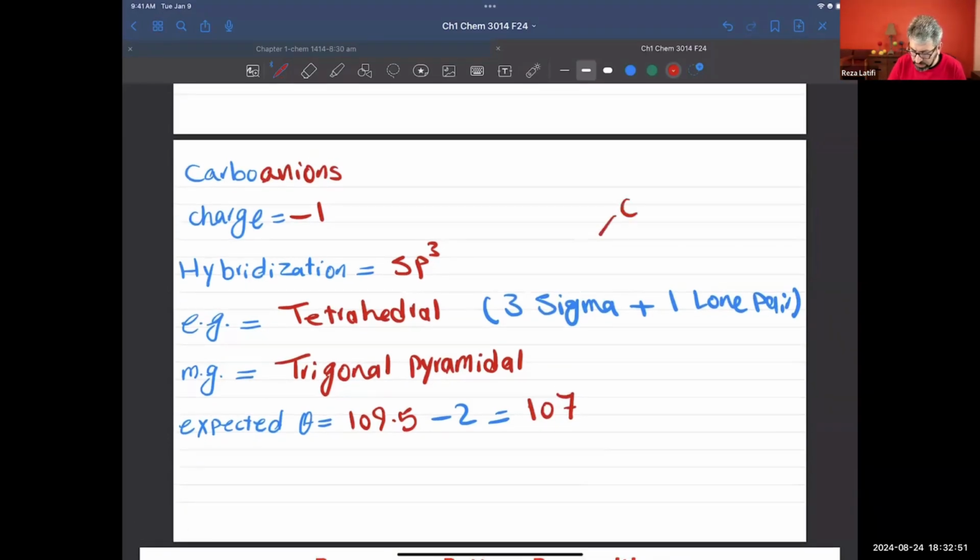And so here, carbon attached to some groups. I go carbon, carbon. We can put 1 hydrogen here, and here we go. We have a lone pair there.